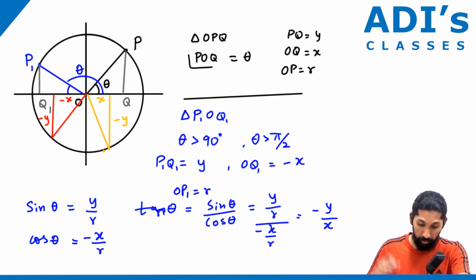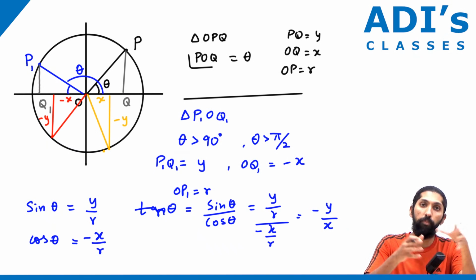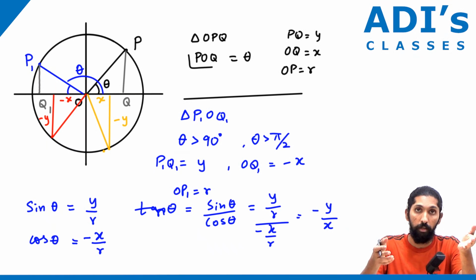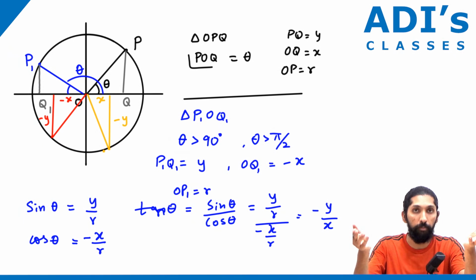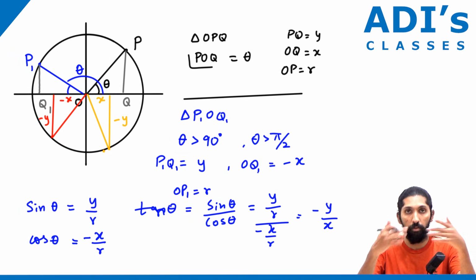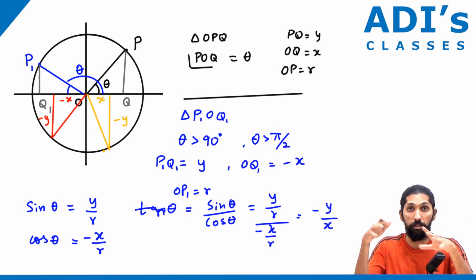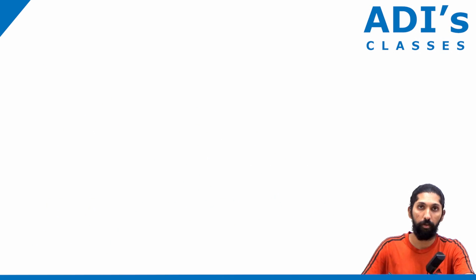Now here, this particular rule of understanding, which is positive, which is negative, in which quadrant, we call it as the ASTC rule. There are many ways of remembering this. Okay, so we'll come across everything. But now, let's make a small table as to which is positive, which is negative. Alright, so let's make a small table now. So here, see, what do we have? You have the x and y.